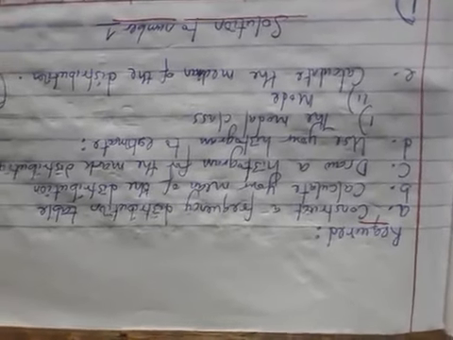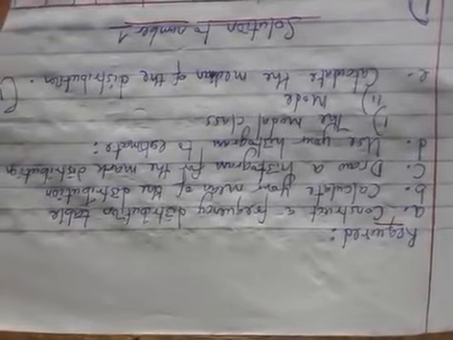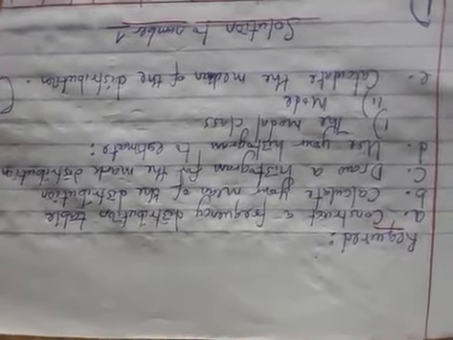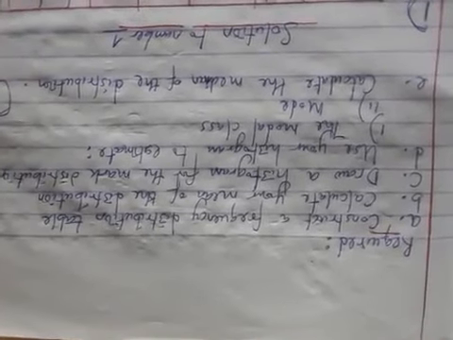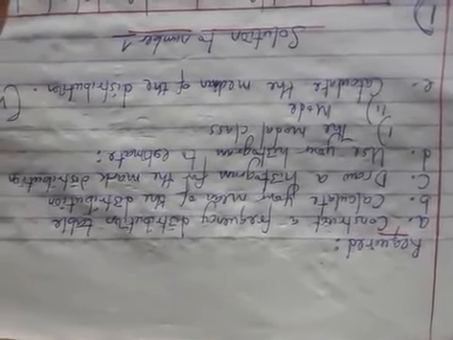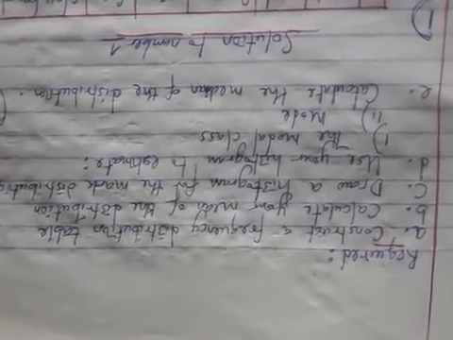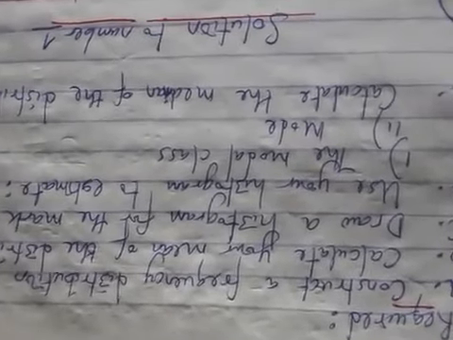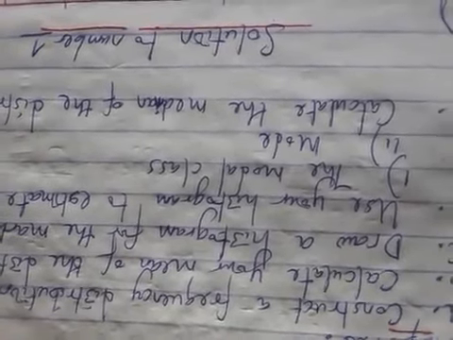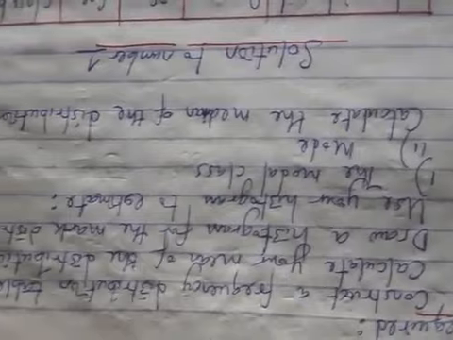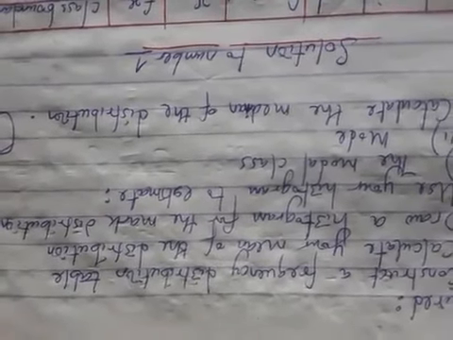Now, the requirement for this example 2 says, A, construct a frequency distribution table. B, calculate the mean of the distribution. C, draw a histogram for the mark distribution. D, use your histogram to estimate the modal class and the mode. Then E, calculate the median of the distribution.